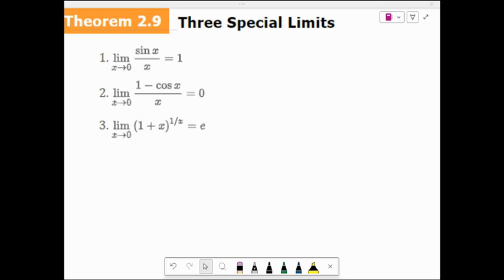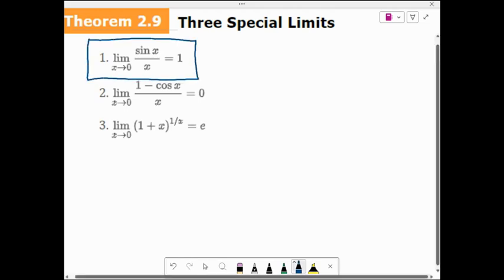One of the important consequences of the squeeze theorem is that it can be used to prove these three special limits. The one that we're going to focus on in this video is the limit as x approaches 0 of sine of x over x equals 1.